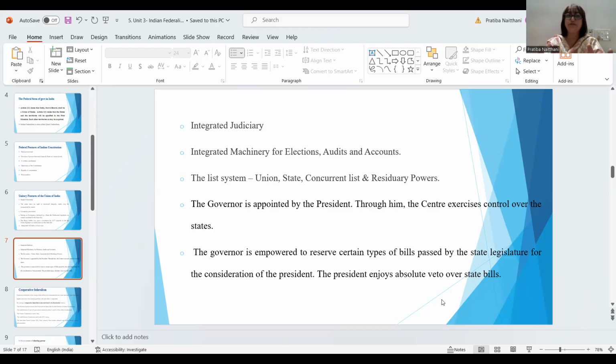And therefore, in 1956, a commission for reorganization of states was created, and most of our states were reorganized on the basis of language spoken. So territories were redivided, states were recreated. Their boundaries were redefined purely on the basis of language. Thus, different states were created, and the decisive factor was the language spoken.